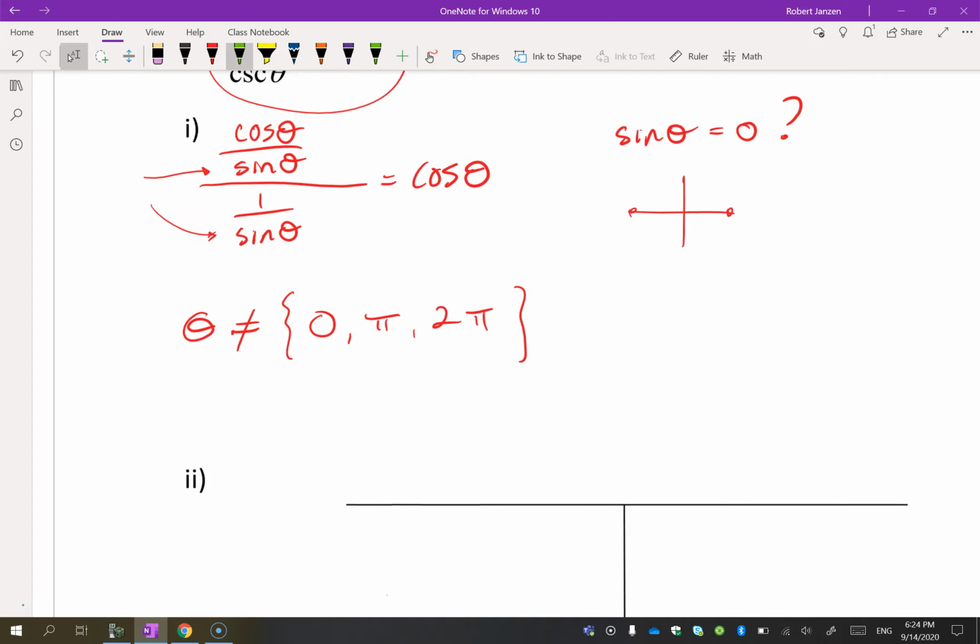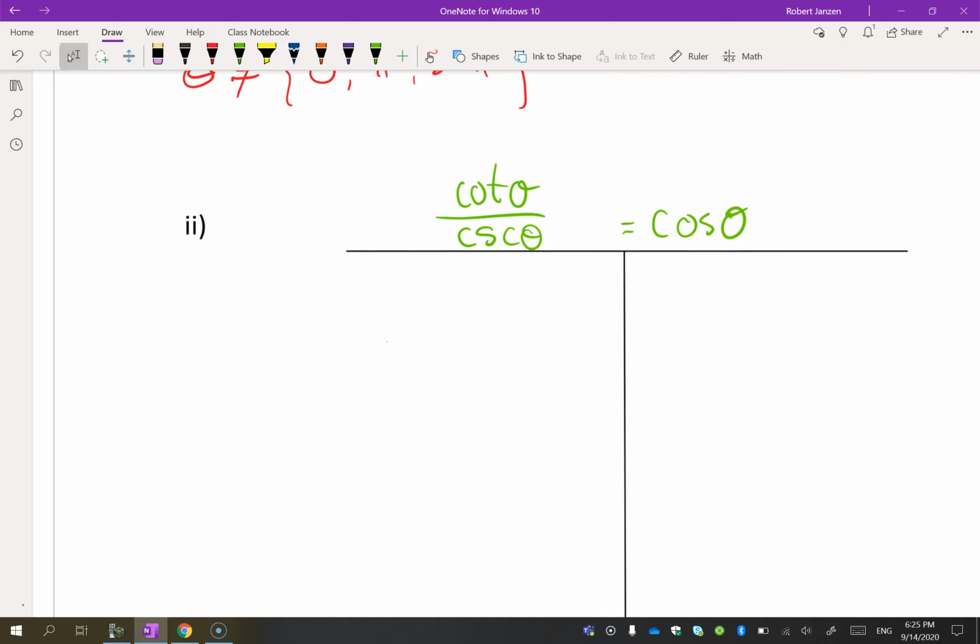Okay, let's try and prove it now. So the identity is cotan over cosecant equals cosine. Okay, why don't you pause the video for a second and see if you can do this one on your own. Remember, your first step should be what? Which is more complicated? Give it a try.